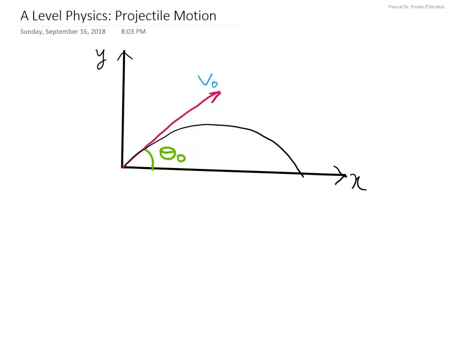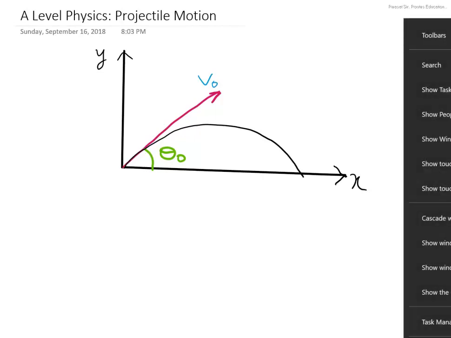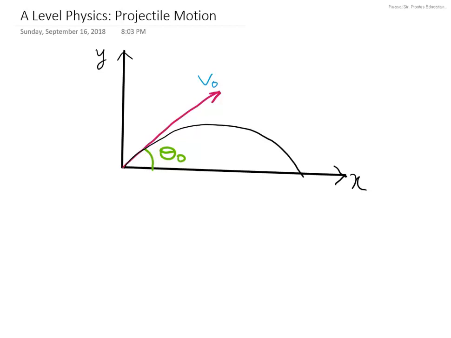Today we're going to discuss projectile motion, and this is a lecture on A-level physics. First of all, let us ask, what is a projectile? A projectile is an object which has a velocity v0 at an angle theta naught with the x-axis. So it is actually directed at an angle.